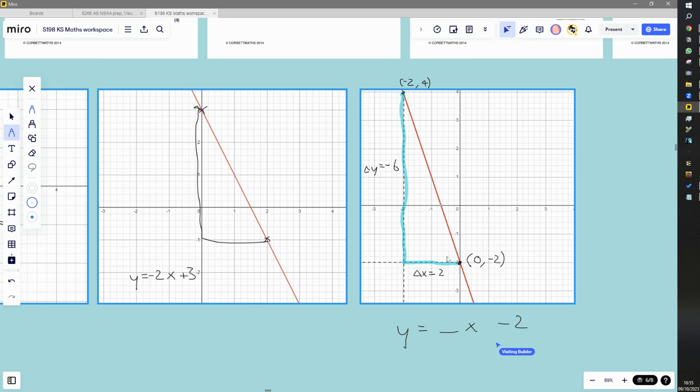Okay, anyway. So we've got the gradient is going to be equal to the change in y over the change in x. So it's -6 over 2. And that gives us -3. So that means that the equation is y = -3x - 2. Okay.